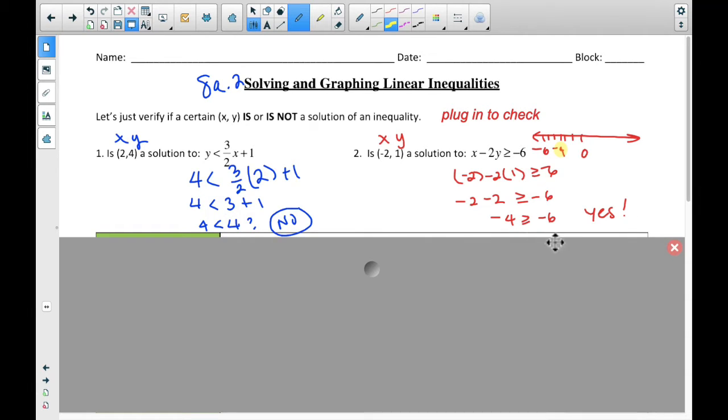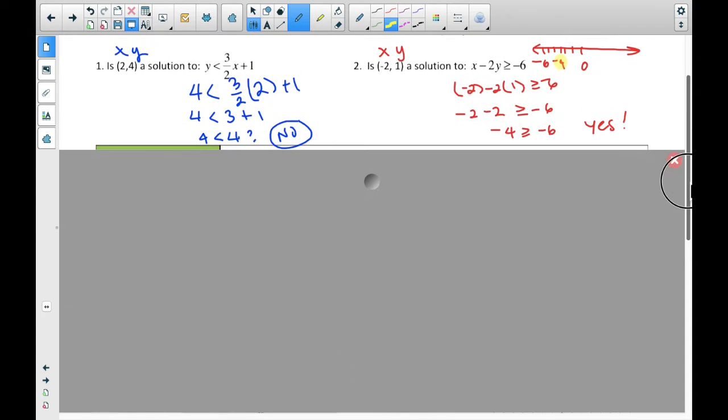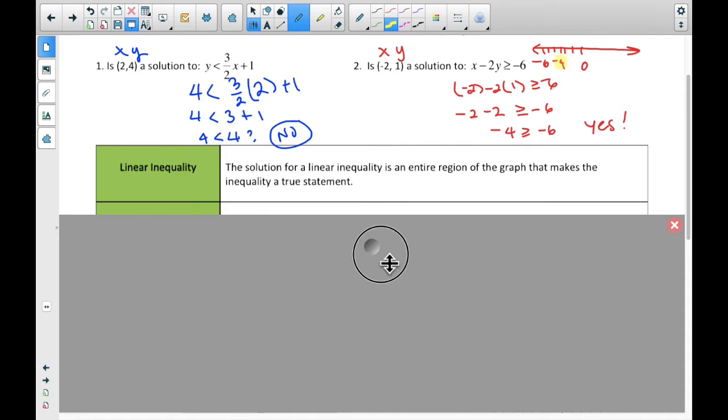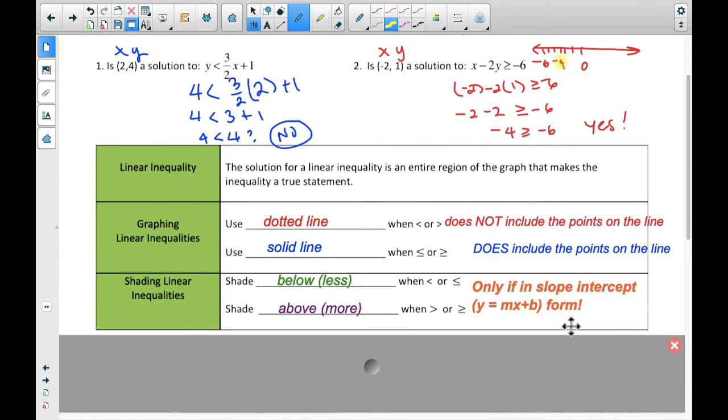That's not the only answer that works. There are a bunch of answers that would work in this. That's what inequalities do. Inequalities give us multiple answers. A bunch of answers. Okay, let's go back and recall.